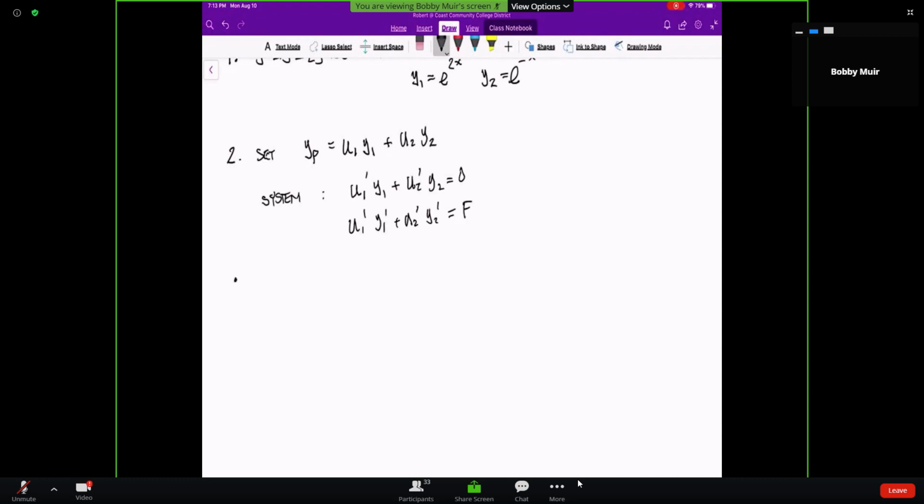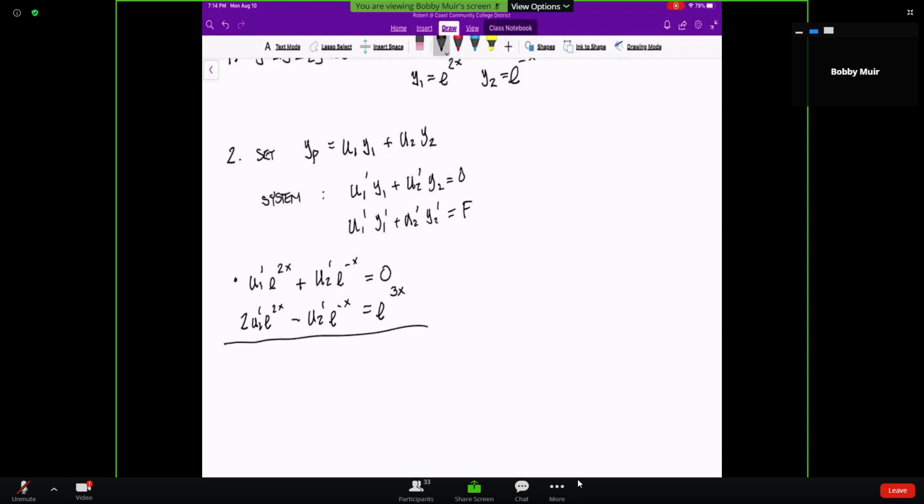So this ends up being u1 prime e to the 2x plus u2 prime e to the negative x equals 0, and 2 u1 prime e to the 2x minus u2 prime e to the negative x is equal to that guy. So now we just solve the system.